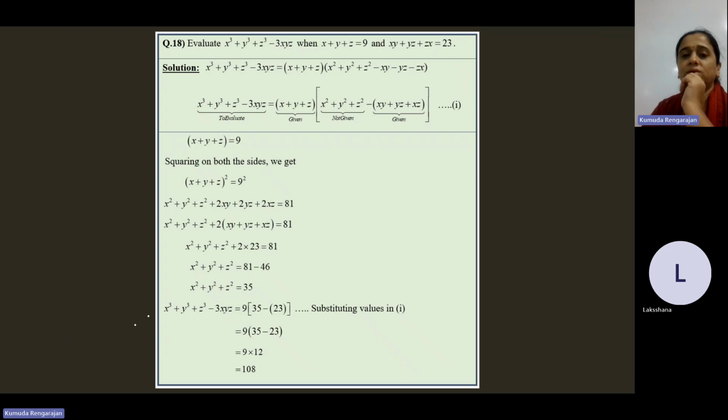Lakshana, let me know where you have made a mistake. You got it right, no? Rahul, you got it right? Ma'am, actually for the value of xy plus yz plus zx, instead of 23, I wrote it as 32. Oh, okay, okay.